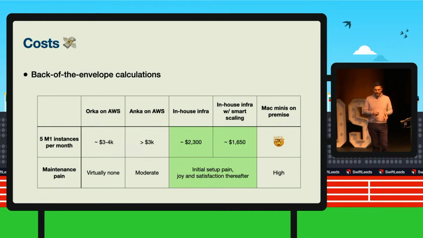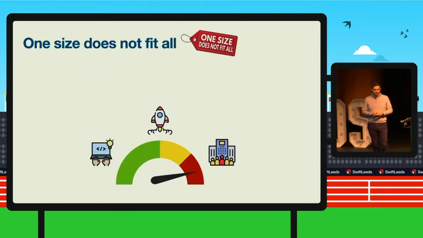But the maintenance pain is going to be absolutely high with Mac Minis in-house. It's very much none with solutions like Orca. And I would say the satisfaction is high if you implement it in-house and it works. So this setup, the one that I presented, we've used it at justeattakeaway.com for a couple of years now, and it works really well.